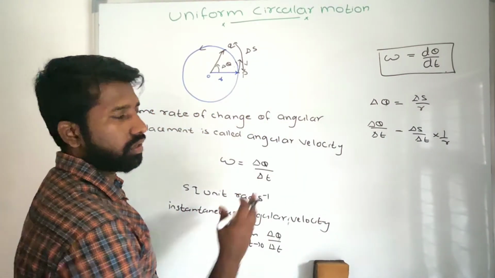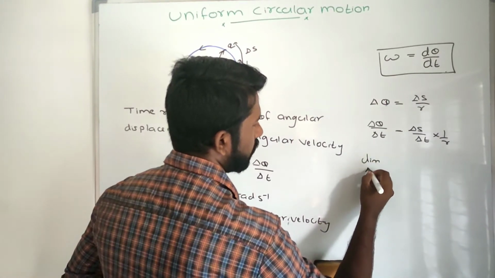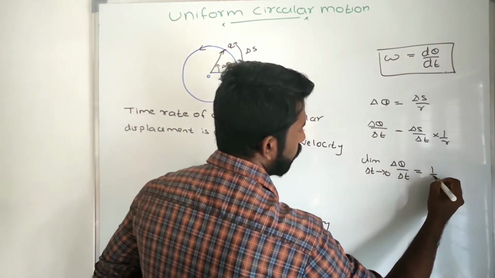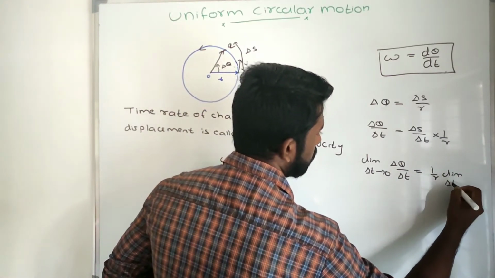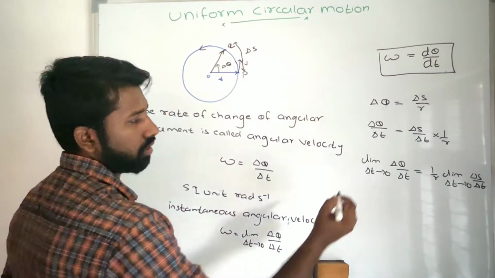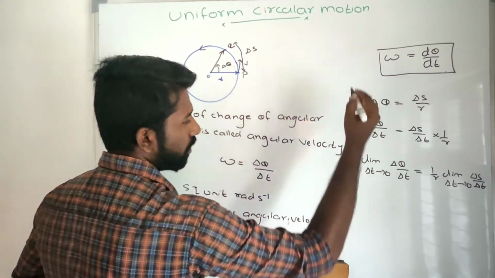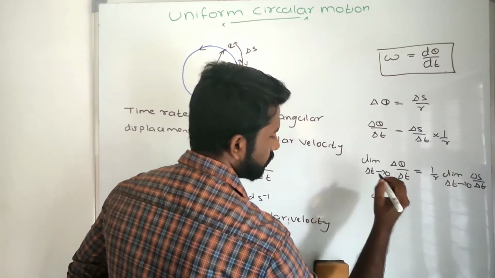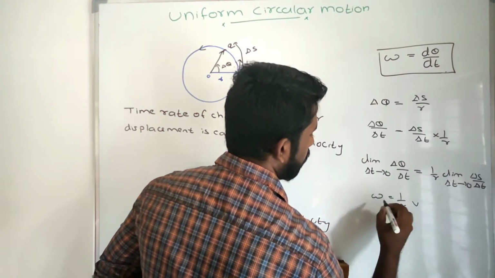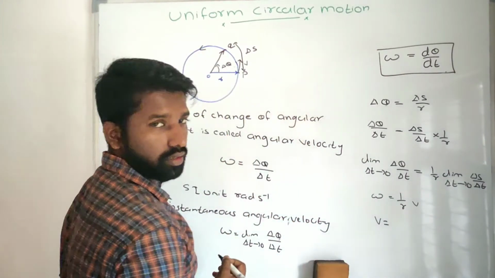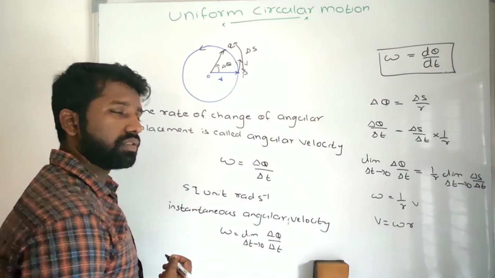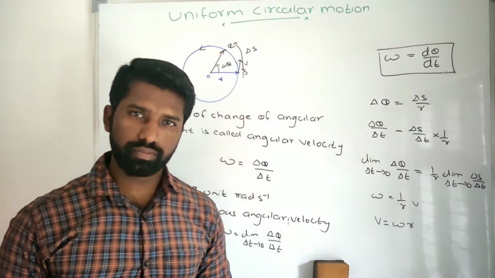Then I am going to apply the limiting case. Limit as delta t tends to 0, delta theta divided by delta t is equal to 1 by r into limit as delta t tends to 0, delta s divided by delta t. What is this? This is the angular velocity omega, equal to 1 by r into the linear velocity. From this we can write the linear velocity is equal to omega into r, where omega is the angular velocity and r is the radius.